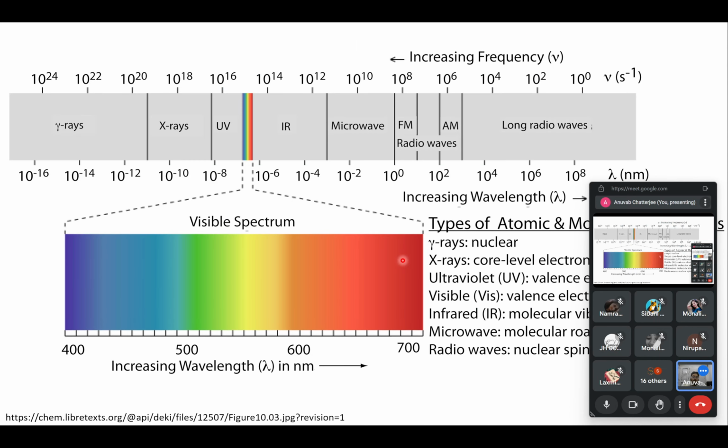Now, what is the wavelength or frequency of normal visible light as opposed to UV light? Here we have the entire electromagnetic spectrum, starting from gamma rays, followed by X-rays, UV rays, a very small amount of the visible spectrum, followed by infrared, microwaves, radio waves, and long radio waves. As you see right here, from left to right, the wavelength of the radiation increases.